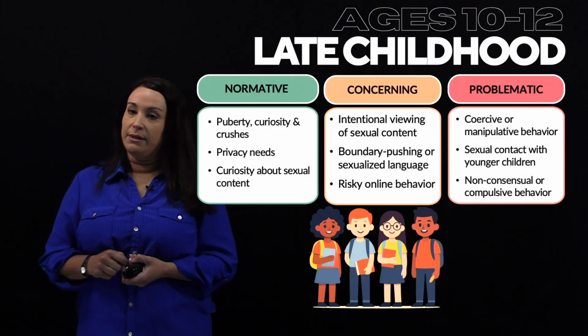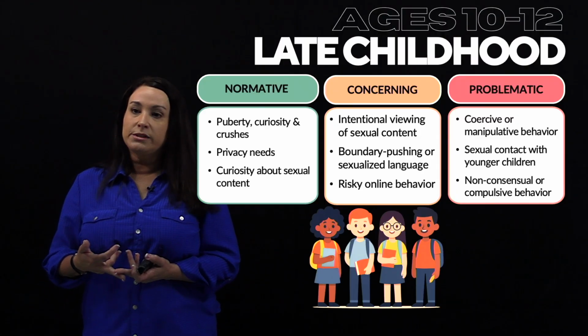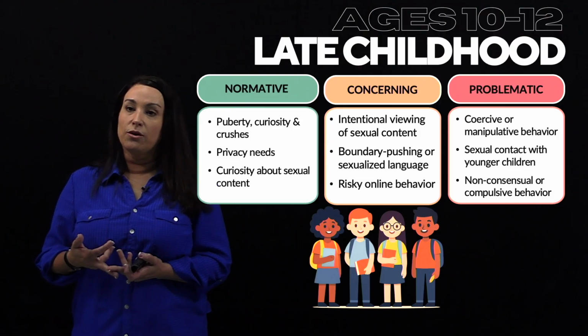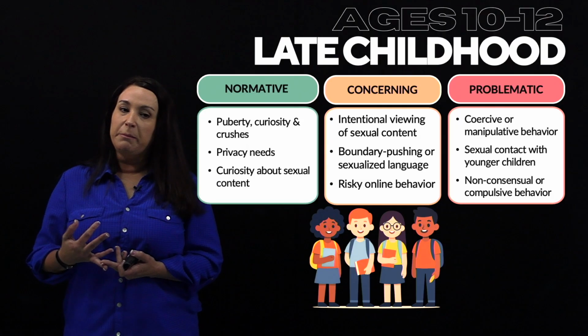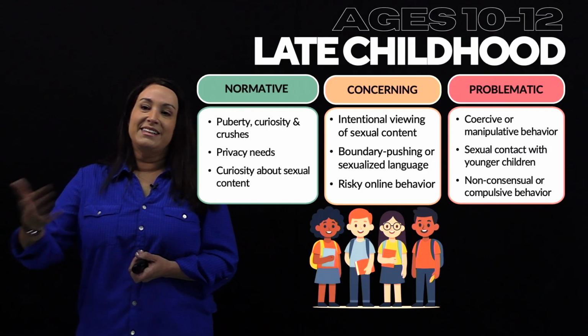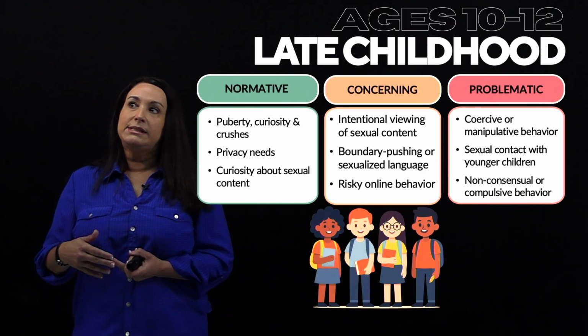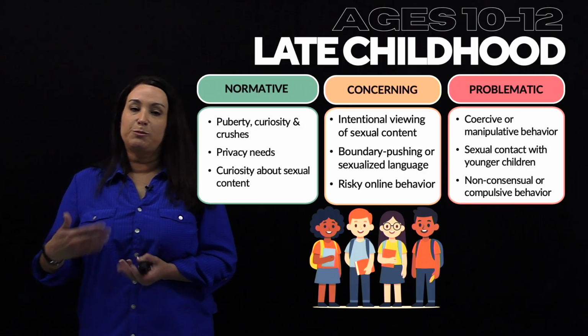This would be, again, not accepting no for an answer, trying to coerce individuals to engage in sexual behavior when they don't want to, and risky online behavior. That would be meeting strangers that they think is another child but may be an adult online, or sending pictures of themselves to someone they don't know but have just been communicating with.